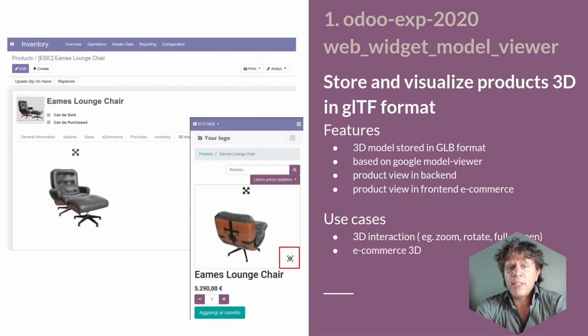At Odoo Experience 2020, we also presented the web widget model viewer to store and visualize 3D products in GLTF format. 3D models are stored in the GLB binary format and it is based on Google Model Viewer. In the backend, you can upload the 3D model, and then in the front end you can use it for the e-commerce.